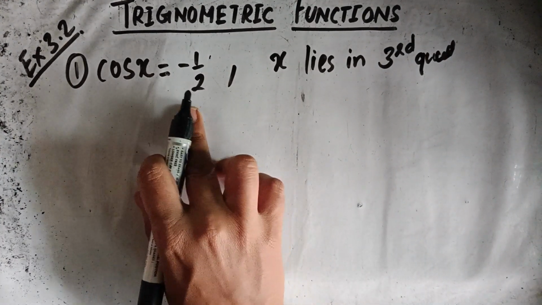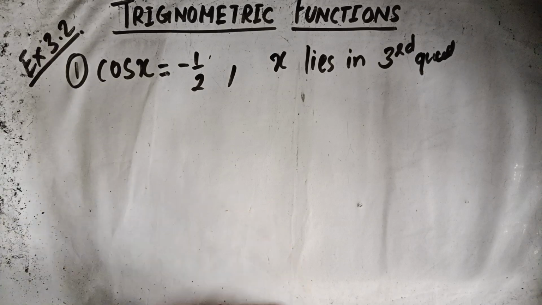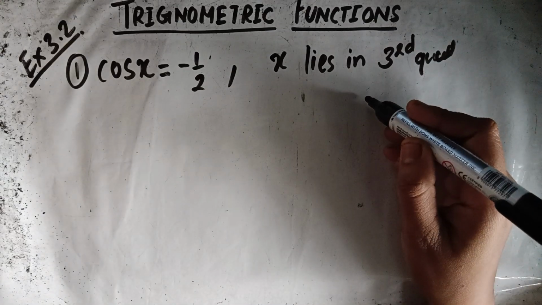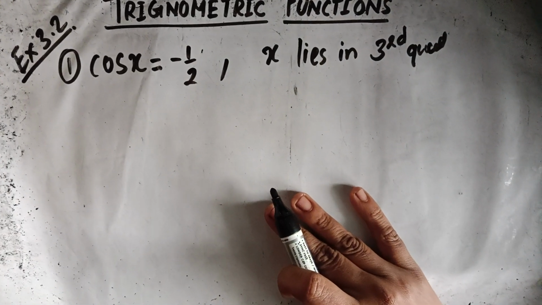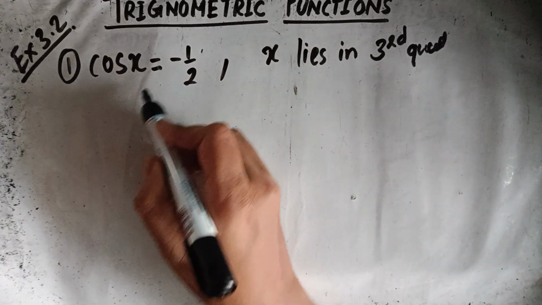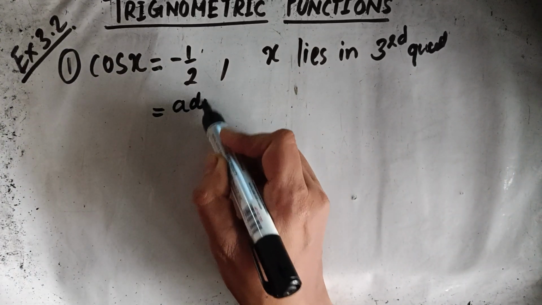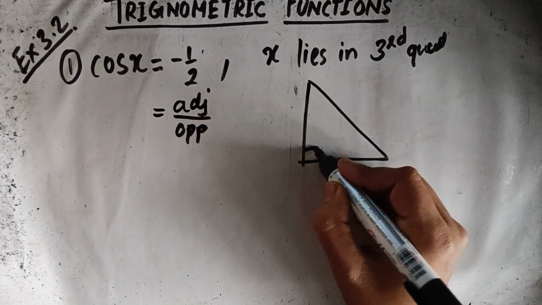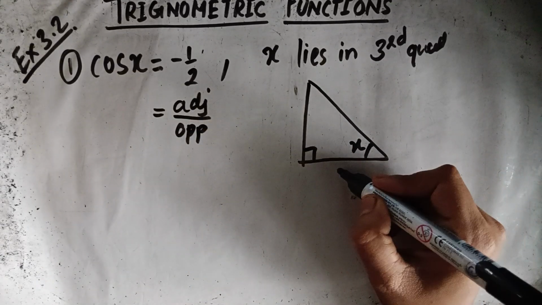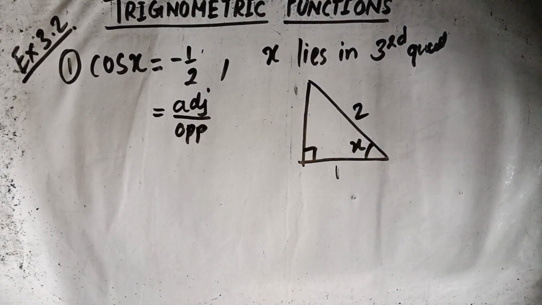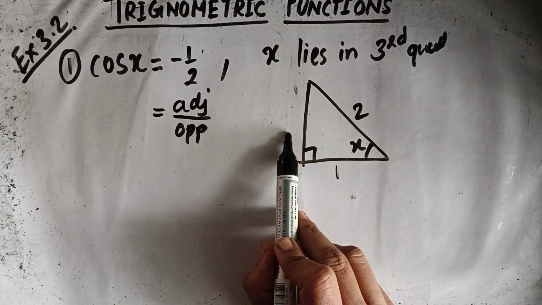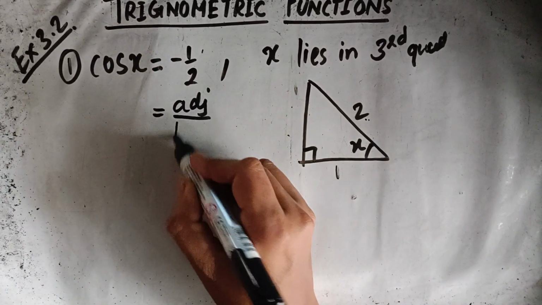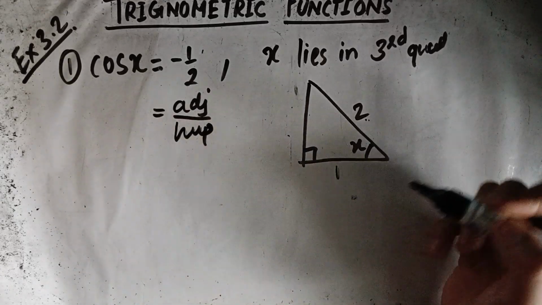Cos of x equal to minus half. So if you go according to my method, that is by drawing a triangle. Okay, that way it is like this. Cos of x means this is adjacent upon hypotenuse, right? So this is the triangle, adjacent is 1, hypotenuse is 2. Sorry, this is hypotenuse. Okay. You have to find the opposite side.